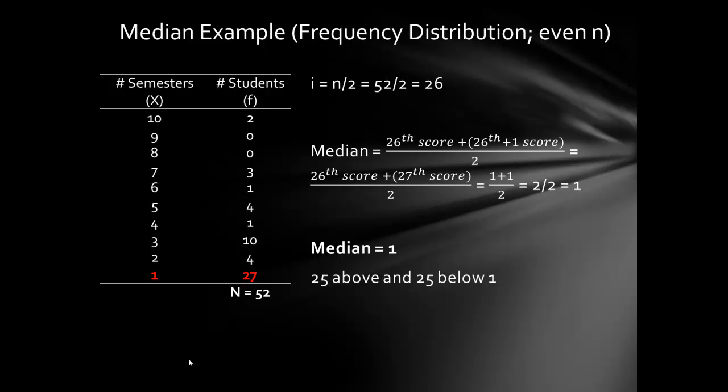Now, if you have an even number in your data set using the frequency distribution table, so I added another 10 to this data. So now we still use our median index, n divided by 2. Now n is 52, and 52 divided by 2 is 26. So the position of our median is the 26th and the 27th score, 26th, and then the one above it. And we divide those two scores by 2, and we end up with still the 26th and 27th score is 1, and 1 plus 1 divided by 2 is 2 divided by 2 is 1, and that is our median. Still 25 above and 25 below 1.